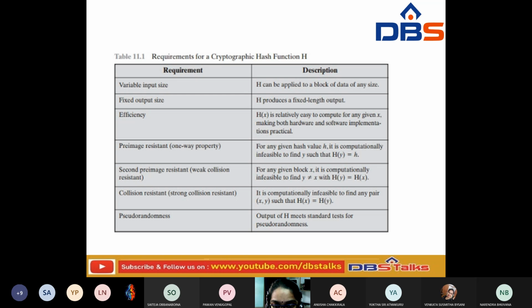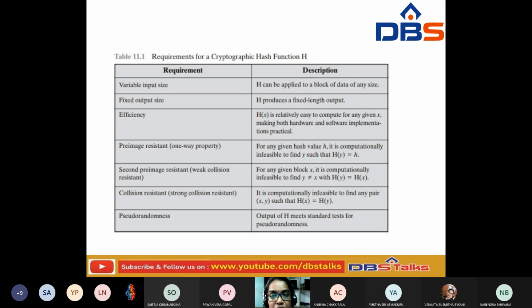Here, H of y means the hash function applied on y, and H of x is the hash function applied on x, as we said in the previous slides. Then there is collision resistance, that is, strong collision resistance. It is computationally infeasible to find any pair x, y such that H of x is equal to H of y. Finally, pseudorandomness: the output of H meets standard tests for pseudorandomness.